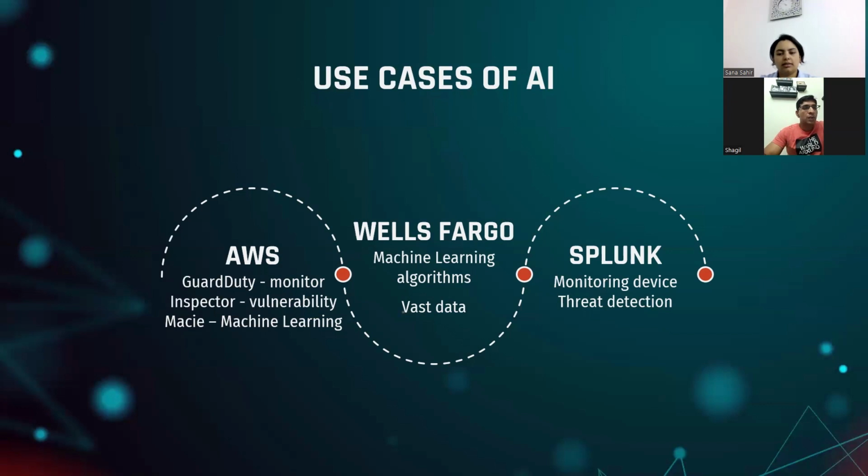And the next one is Splunk. Again, it's one of the US-based software companies. They specifically use a model called UEBA, that is User Entity Behavior Analytics. This monitors devices and user behaviors to detect unusual activity and identify new threats before they can cause damage to the organization.